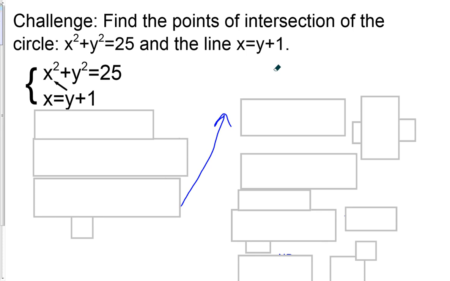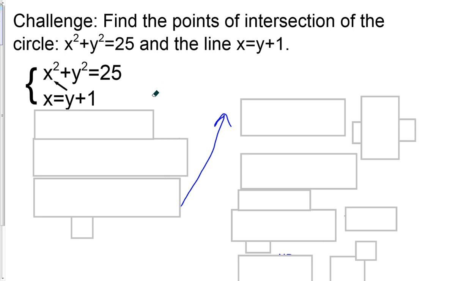So find the points of intersection of the circle x² + y² = 25, so radius 5 with the center at the origin, and the line x = y + 1. So basically we have a system here if we want to find the intersection. Both of these need to be true at the same time.